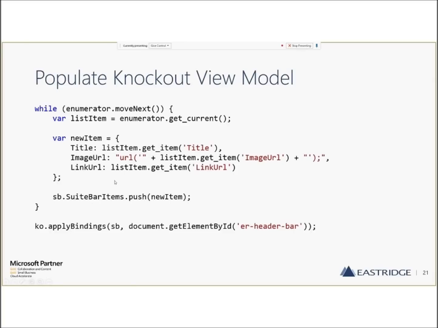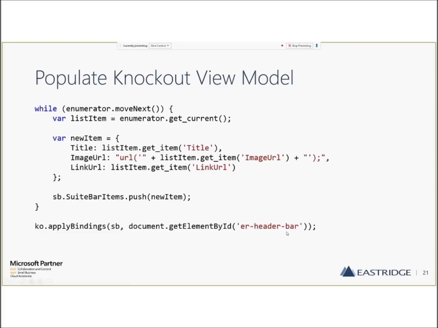When we're satisfied that our view model is properly set up, then we call apply bindings, passing in the view model SB. In this case, we're also going to pass in the HTML DOM element that we actually care about binding to, which is our ER header bar. So we're explicitly saying bind this JavaScript data to this template HTML.